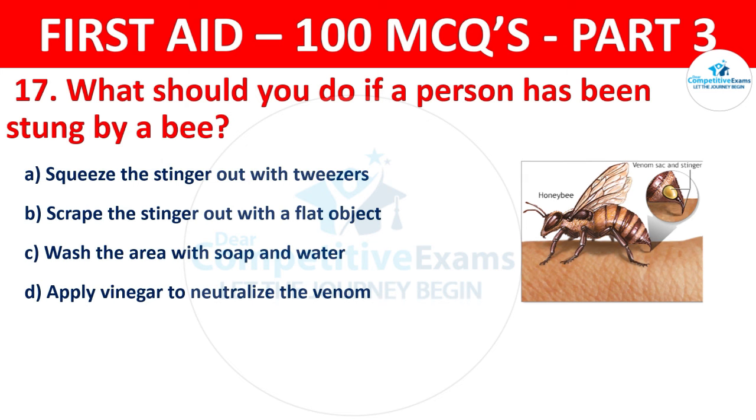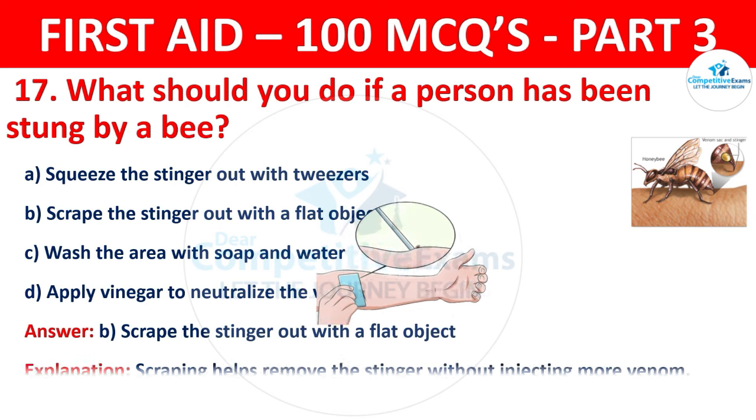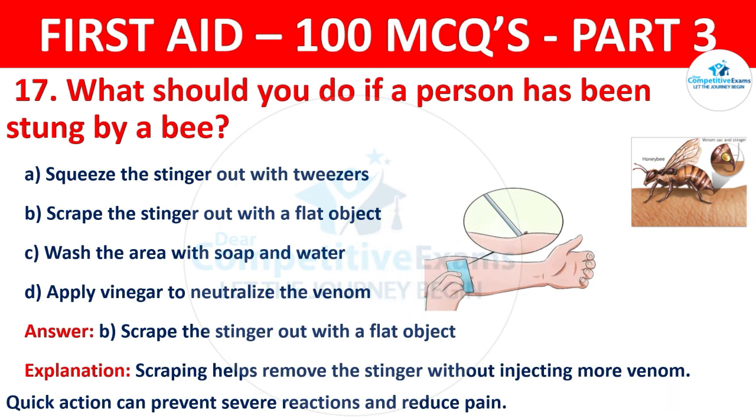The correct answer is B, that is scrape the stinger out with a flat object. Scraping helps to remove the stinger without injecting more venom. Quick action can prevent severe reactions and reduce the pain.